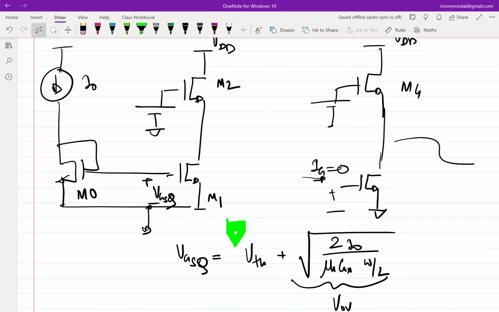So let's say we have found this VGSQ. We have to ensure that M1 remains in saturation. So what is the thing that I need to observe to establish whether M1 is in saturation or not? Exactly. So we have to observe the drain voltage. Great. So VD1. So now the question is, how do I figure out what is the drain voltage of VD1? We know the current. Yes, we know the current. This is I0. If M1 is in saturation, this current is I0. So what will be?